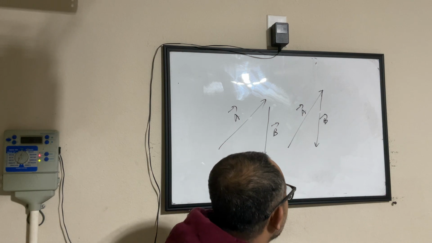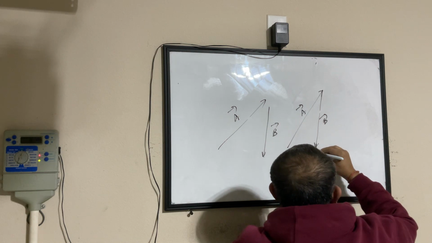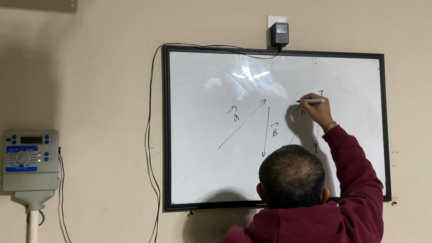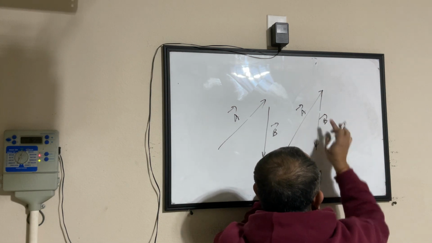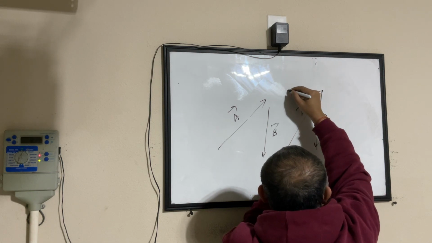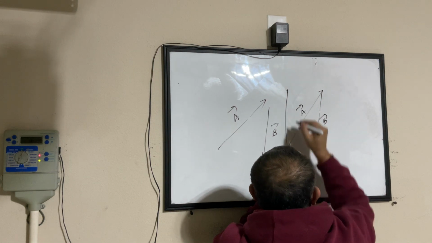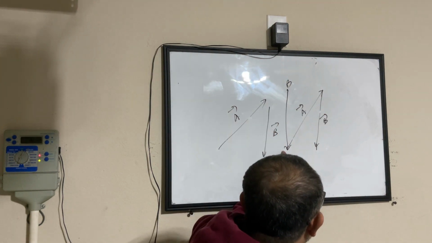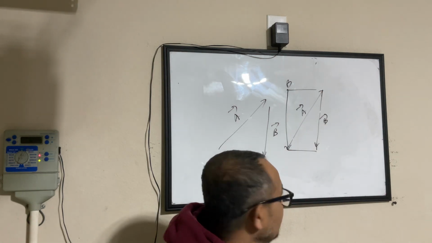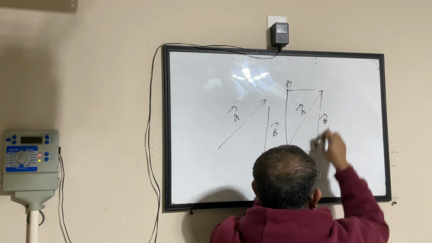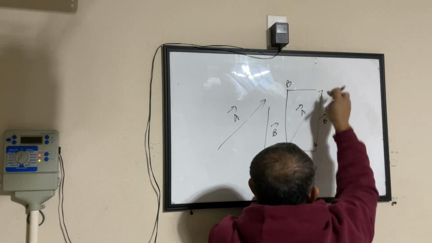Or you will say, I will take B, and I will do one thing. Instead of adding the tail of B with the head of this one, I'll put B here first, so that B's head connects to A's tail. Now if you join, this draws nothing but a parallelogram. So whether it's A plus B giving you C, or B plus A giving you C, both are the same.